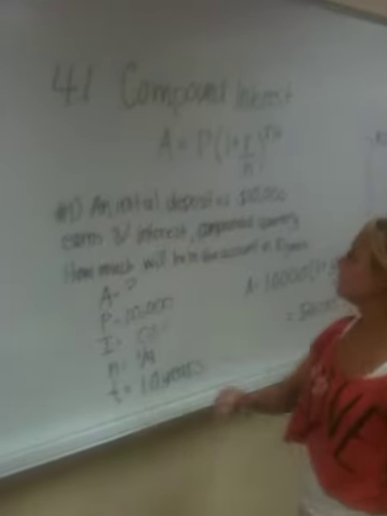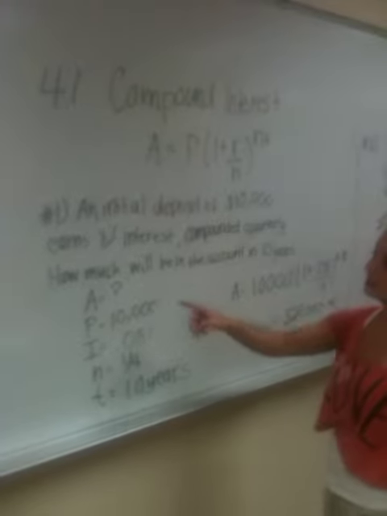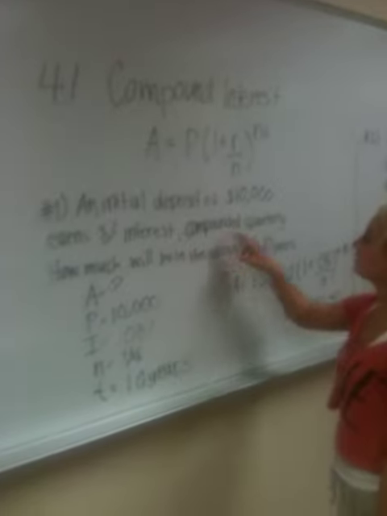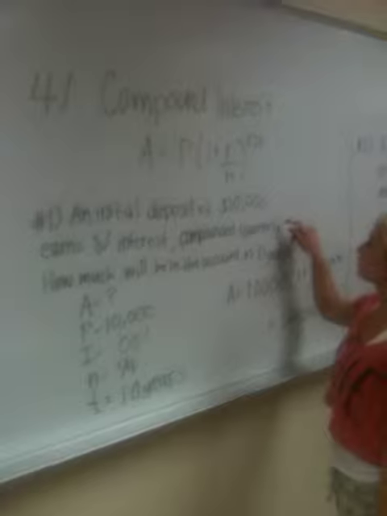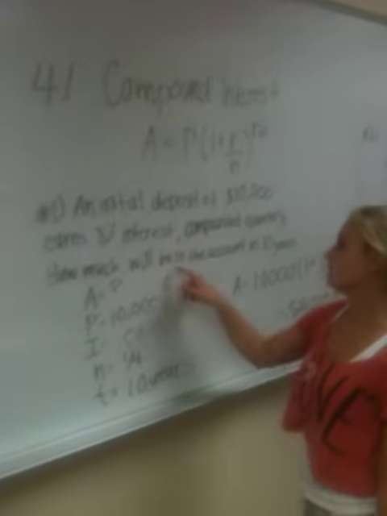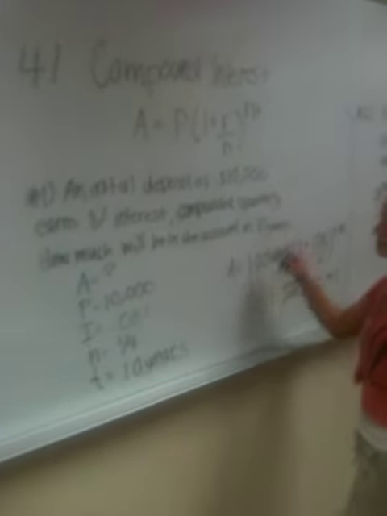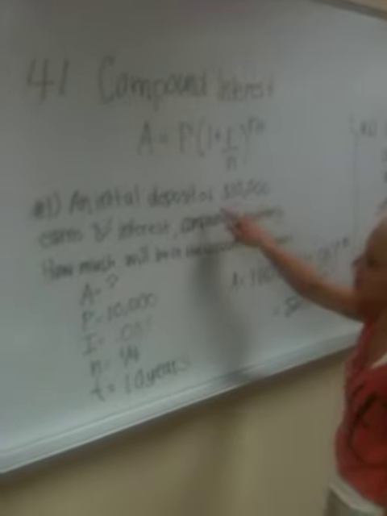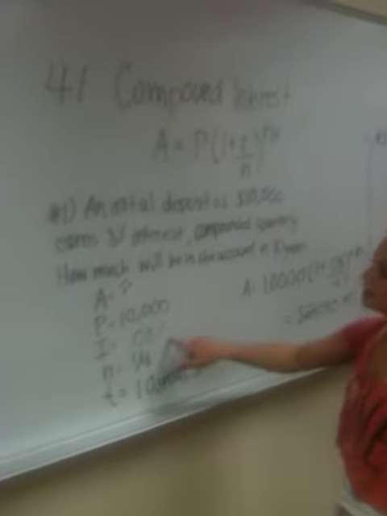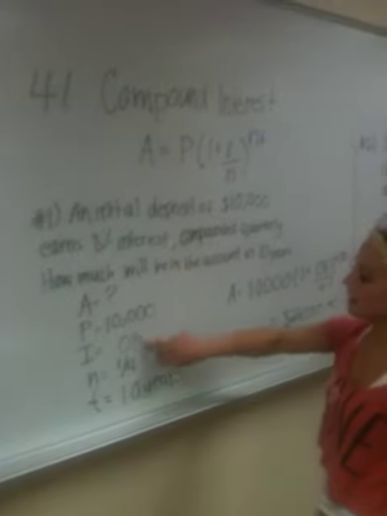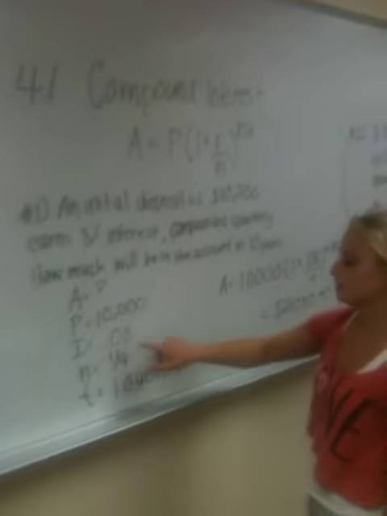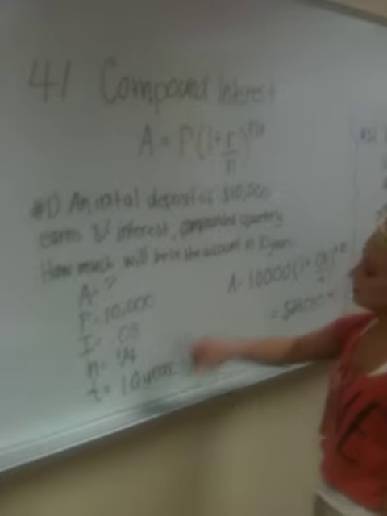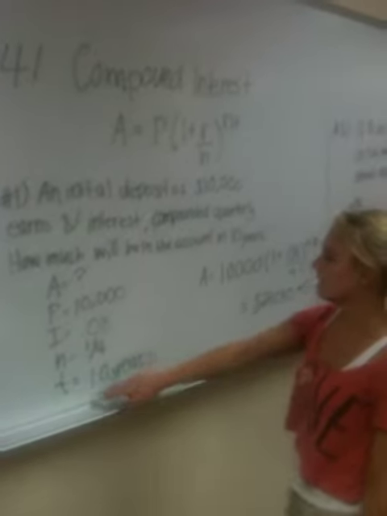So number 1, an initial deposit of $10,000 earns 8% interest, compounded quarterly. So we know a quarter is 1/4. How much will be in the account in 10 years? So we don't know A, but we do know P, which is 10,000, because that's the initial deposit. Our interest is 8%, which we want to use as a decimal of 0.08. And then it's compounded quarterly, which would just be 4, and for 10 years.